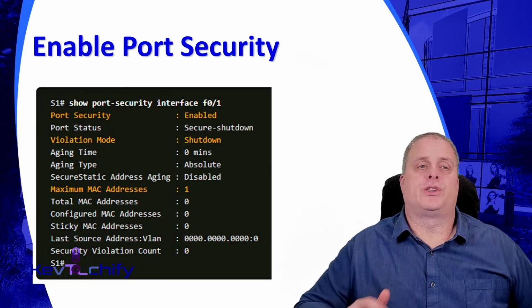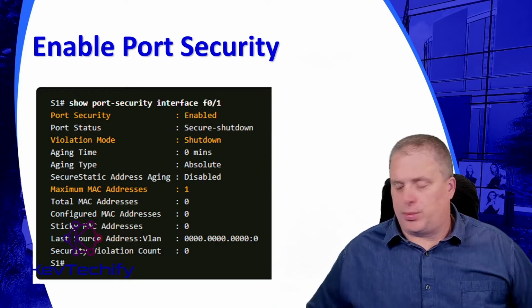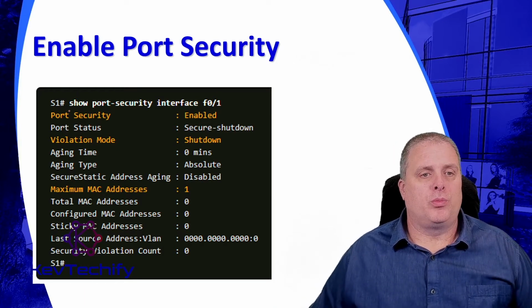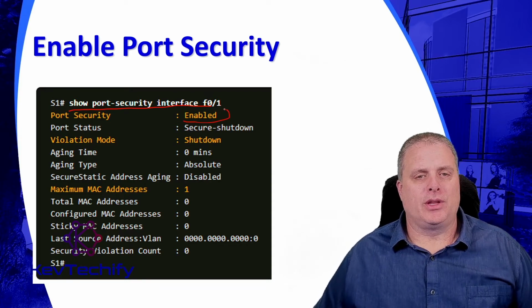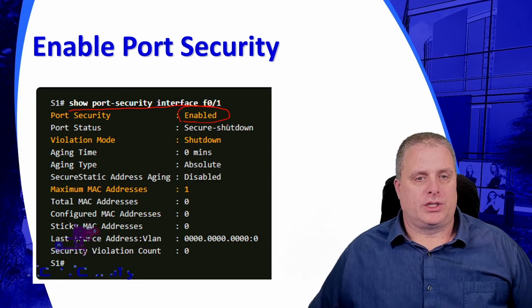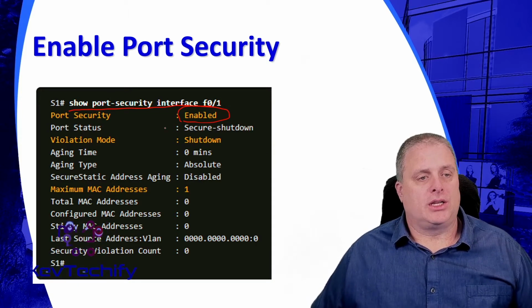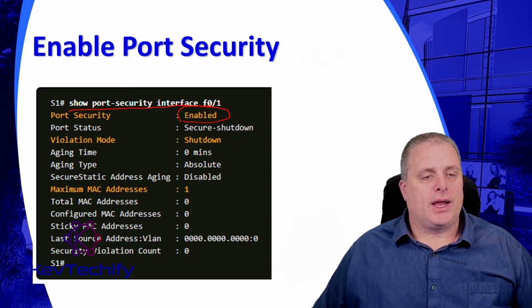After you turn on port security, you can go ahead and check the settings here on the port security. That command is show port-security interface. We can see that port security is enabled. If we hadn't turned it on and we issued that command, it would say disabled in there. Port status is secure-shutdown. Violation mode is if there's a violation, we're going to shut it down.